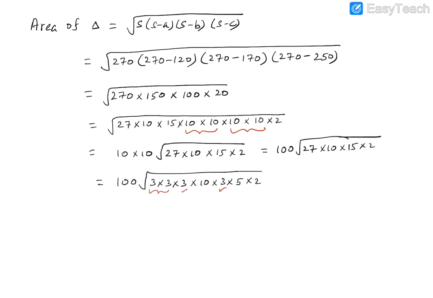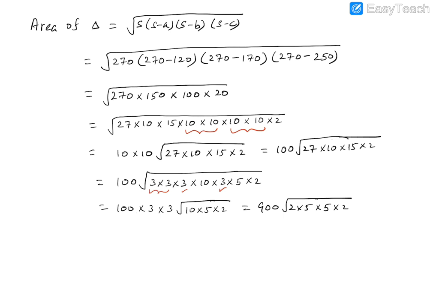So it will be 100 into 3 into 3, and what's left inside the root is 10, 5 and 2. So into 10 into 5 into 2. So we have 3 3s are 9. 9 into 100 is 900. And the 10 can be broken down further as 2 into 5. And then we have the other 5 and the 2.